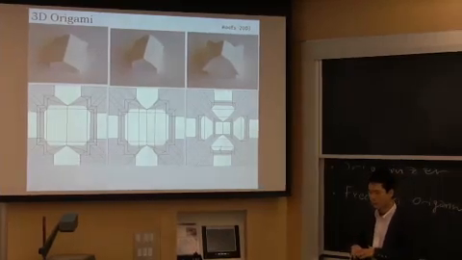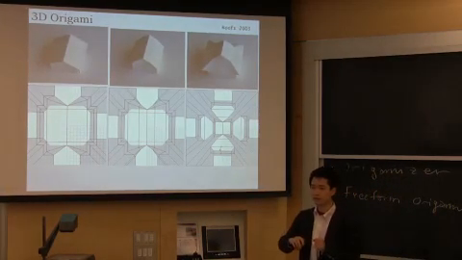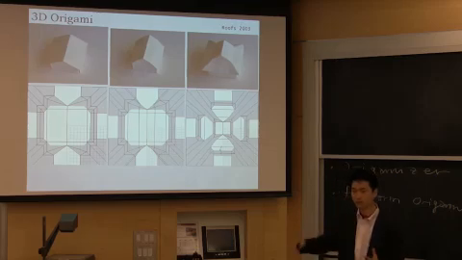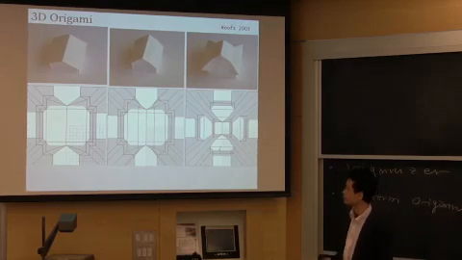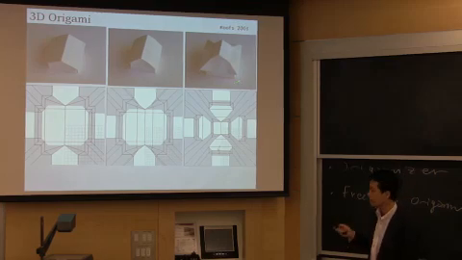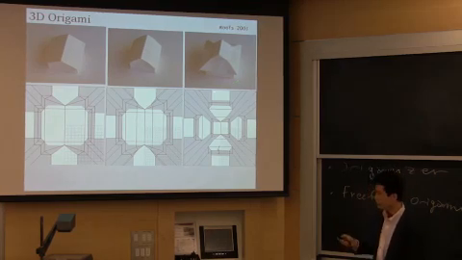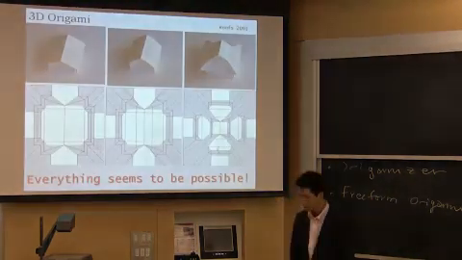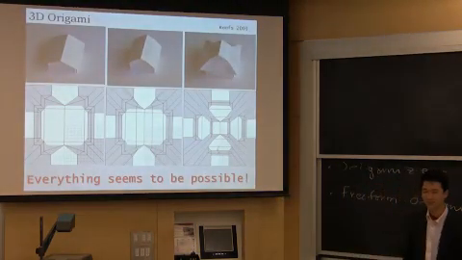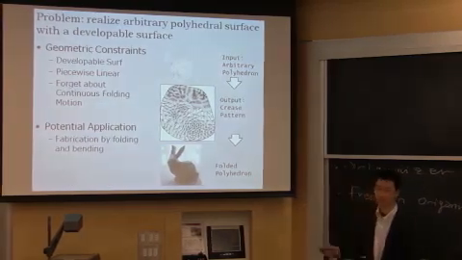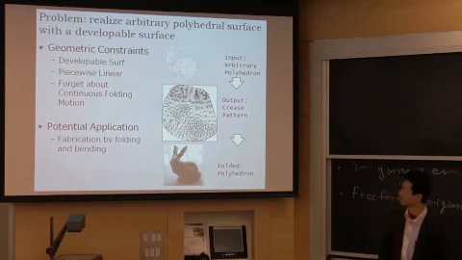It's very easy to make a convex polyhedron with paper. Just wrapping paper will result in the folding. But it's very hard to make a concave vertex. So when I finished this model, I thought everything is possible. So I made software to do this for me.